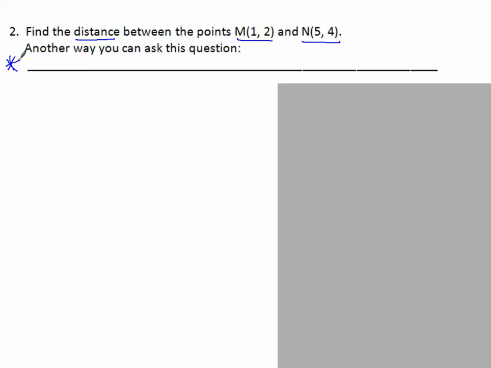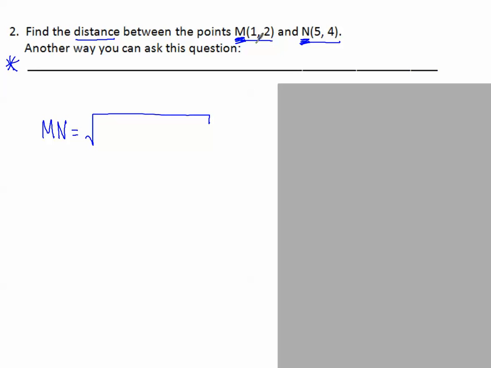So back to the question. Finding the distance between those points. Let's remember the distance formula, or let's think about this logically. Now I'm doing it between points M and N. So I'm going to write MN equals, I know my distance formula has a square root.